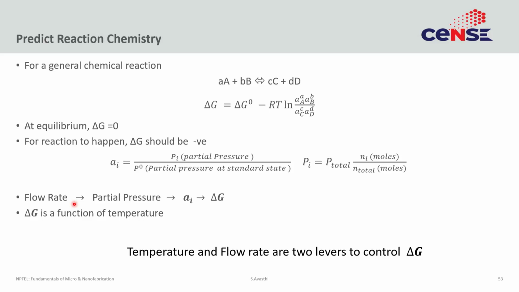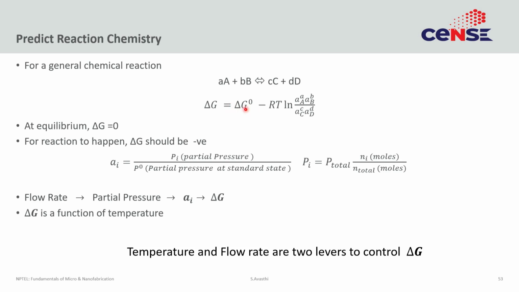So for any general chemical reaction, say a molecules of A reacting with b molecules of B to form c molecules of C and d molecules of D, this reaction would have a Gibbs free energy change. That's why this reaction is happening, right? And this Gibbs free energy change must be negative, and it's given by this relation. Now at equilibrium, the Gibbs free energy change is 0, which is what defines this delta G naught.